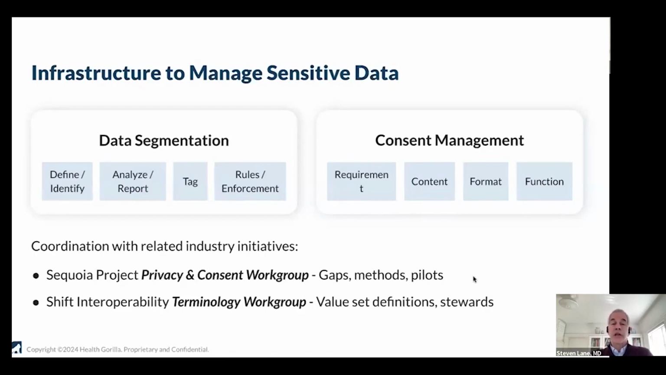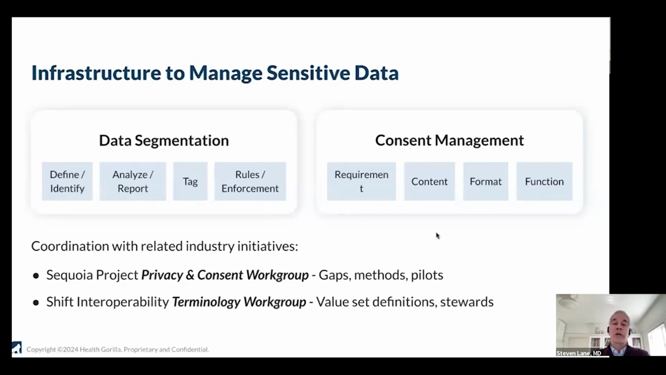I just want to be clear that this effort has been coordinated with other industry efforts focusing on this. I co-chair the Privacy and Consent Work Group at Sequoia Project with Devin McGraw, focusing on looking at gaps in privacy and consent management and methods to address those and supporting pilots. The Shift Equitable Interoperability group has a terminology work group that's going to be looking at these value sets, defining them, and defining stewards.